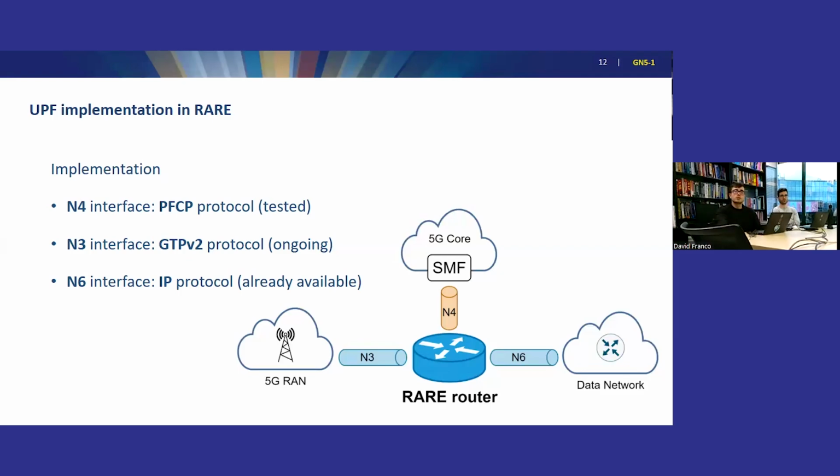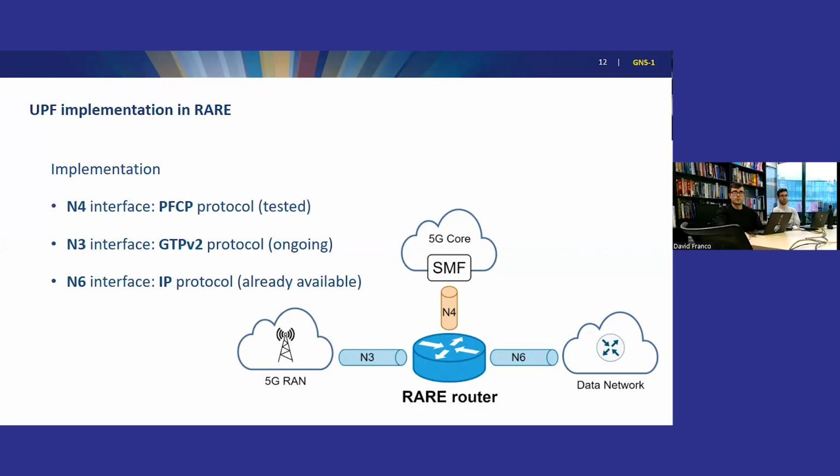So at this point in our development of the UPF in the router, it obviously implements the IP protocol, and it also implements the PFCP protocol, which we tested and it's currently working. And the implementation of GTP version 2 is ongoing work right now. Therefore, our router-based UPF is almost ready for deployment in any infrastructure.